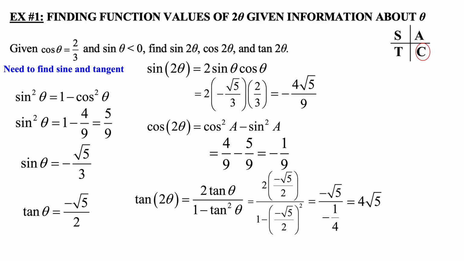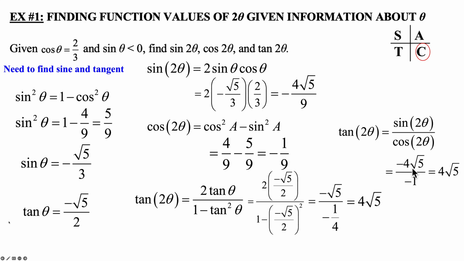Now, a more common approach, and easier, working smarter, not harder. Remember, tangent of 2 theta is the same as sine 2 theta over cosine 2 theta. So grab the two answers you have. Negative 4 radical 5 over negative 1. We just cancel those denominators. Cancel the signs, and there's your 4 radical 5. You can get it done a lot easier that way. So work smarter, not harder.